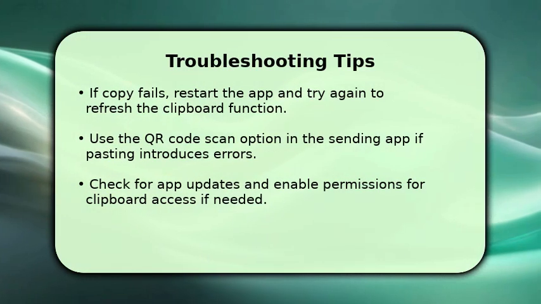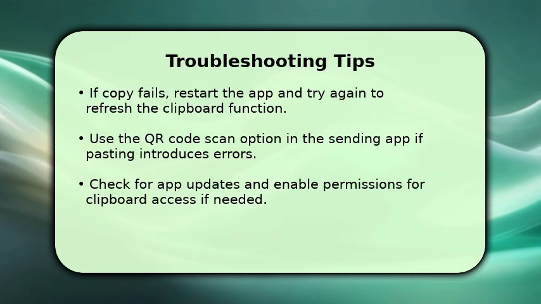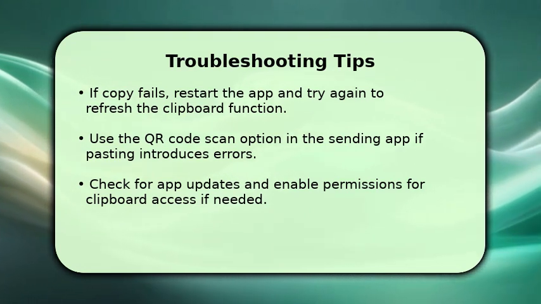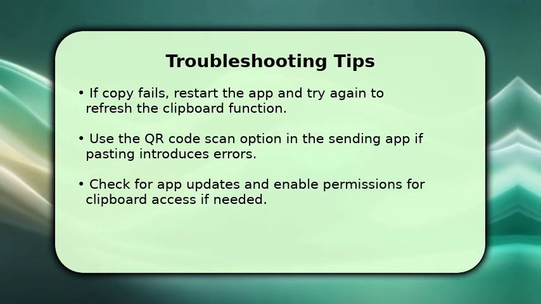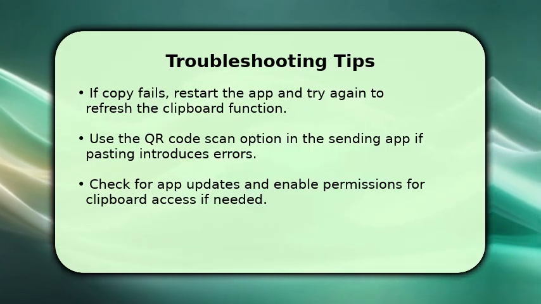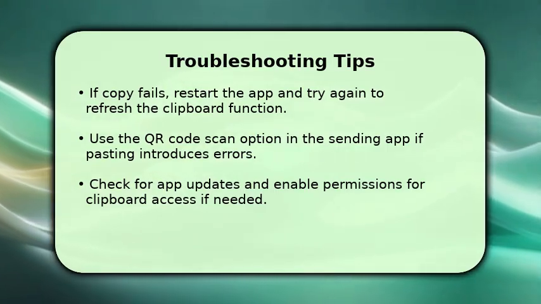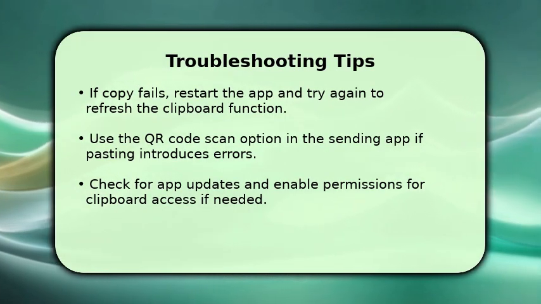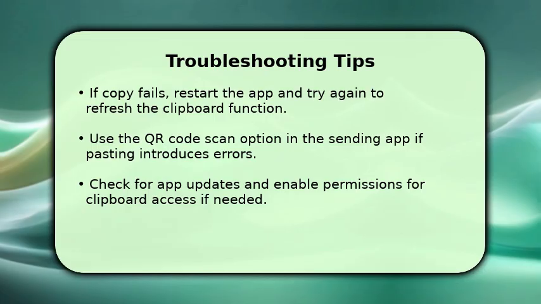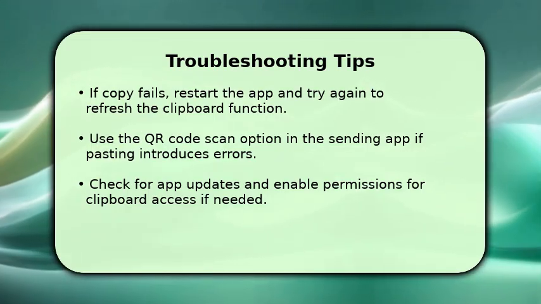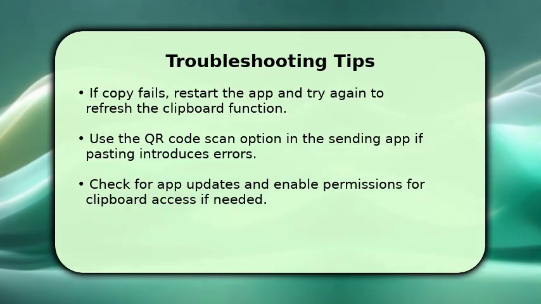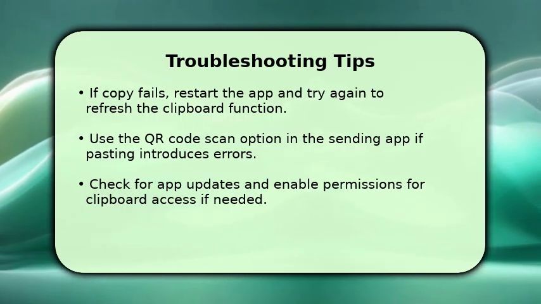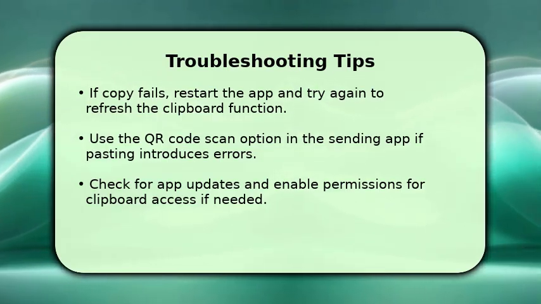If you run into trouble copying an address, stay calm and try a few quick fixes. Restart the Binance app or your device to clear clipboard issues and ensure clipboard permissions are enabled. Alternatively, use the QR code scanner in the sending app to avoid manual pasting errors. Keep apps updated to prevent bugs, and if errors persist, reach out to official support channels rather than sharing your private keys or seed phrases with anyone.